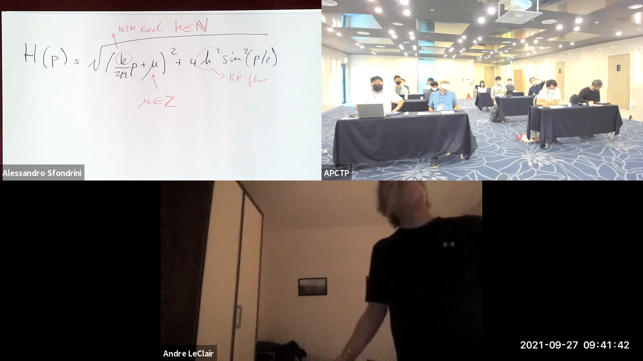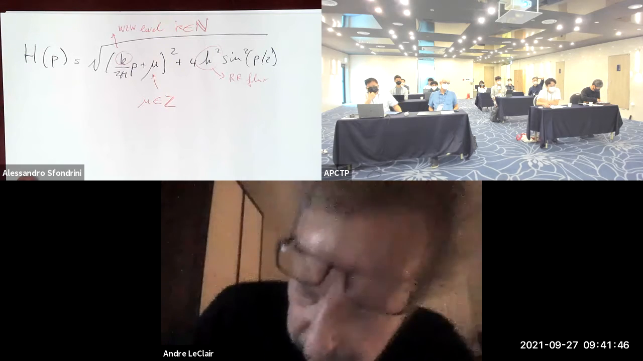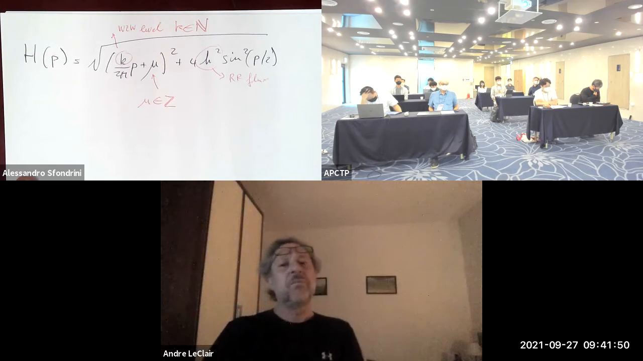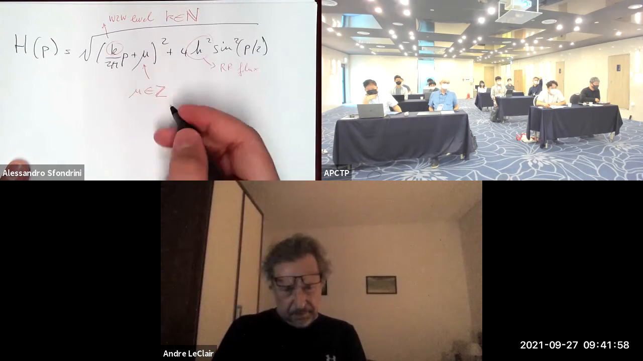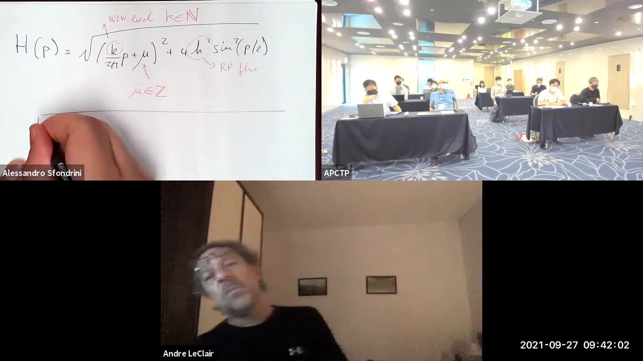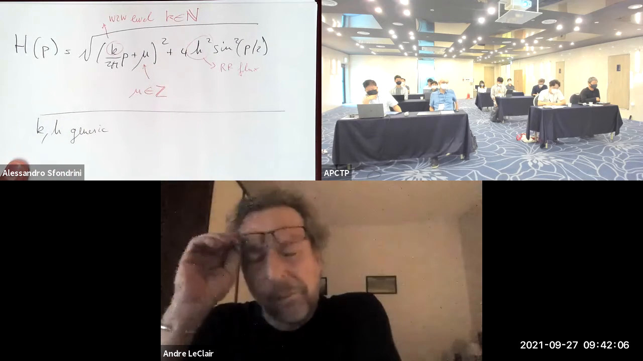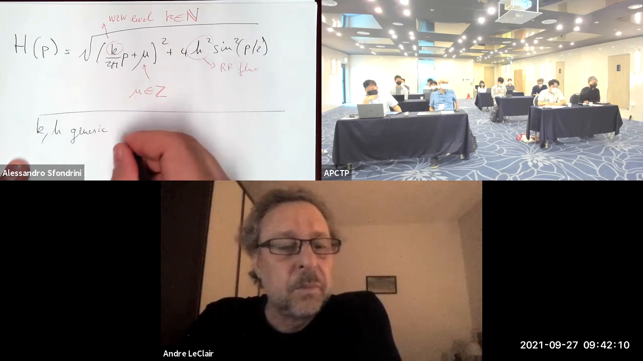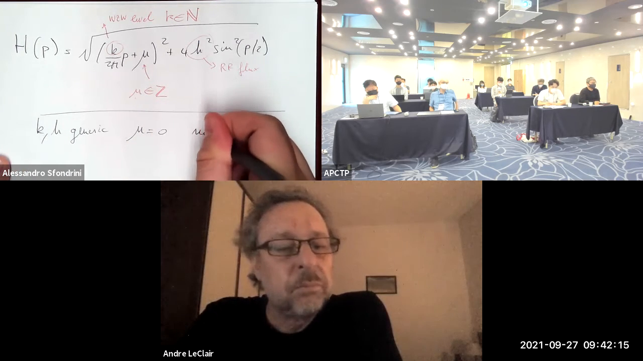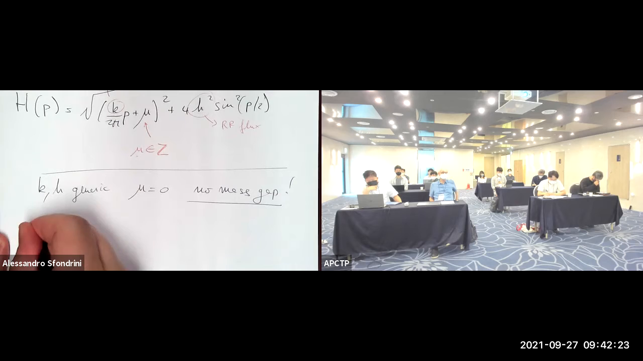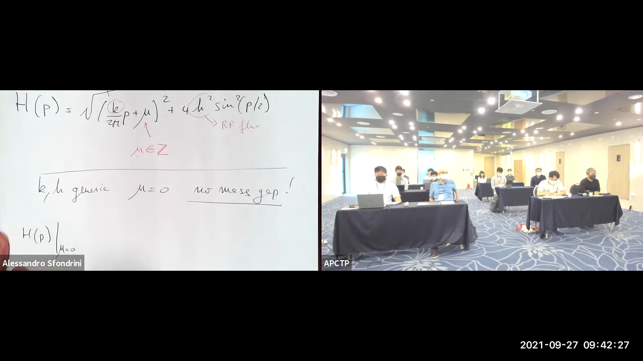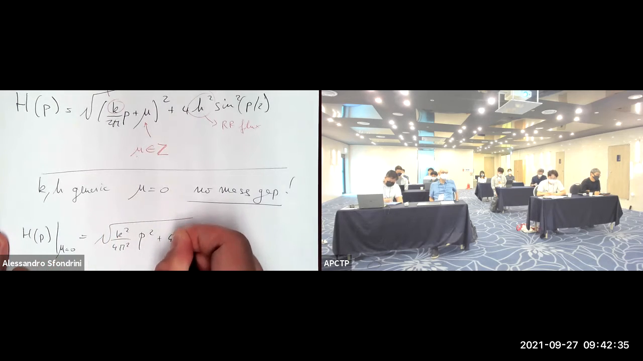Now, let's have a quick look at what can happen for this theory, and then I will tell you something about the relation with TTbar deformations, which I've advertised. I told you that you can tune all these parameters. The first thing that you notice is that for generic K and H, I have to consider the various values of mu, and in particular for mu equals 0, I have no mass gap. So H of p, in the case in which mu equals 0, which is one particular species of particle, is just the square root of k squared over 4 pi squared, p squared plus 4h squared sine squared of p over 2.